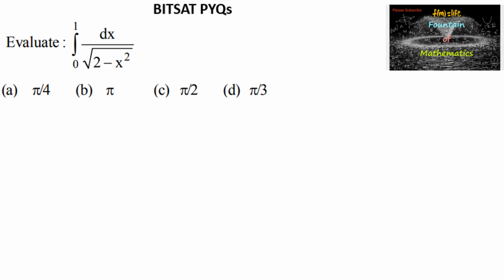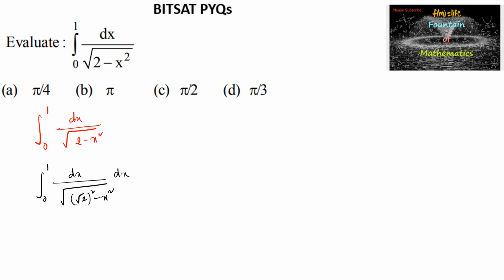Evaluate the integral from 0 to 1 of dx upon root of (2 minus x square). So we can write 2 minus x square as (root 2) whole square minus x square dx. And we know that the integral of 1 upon root of (a square minus x square) dx is equal to sine inverse of x upon a plus c.